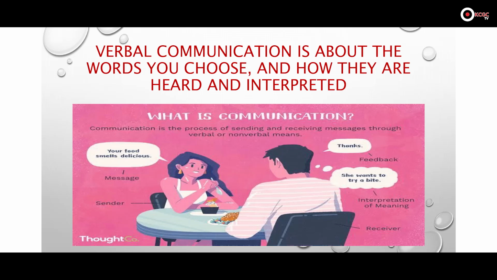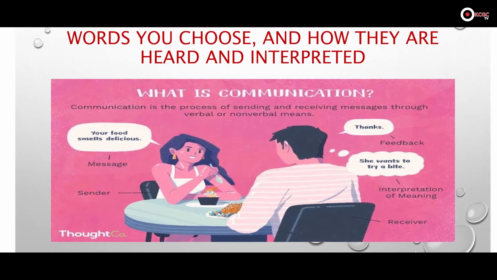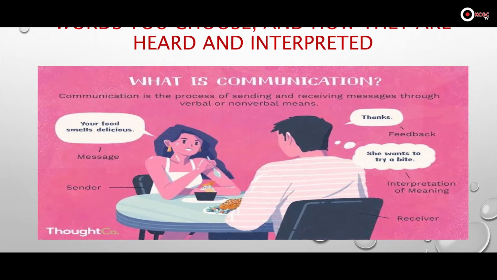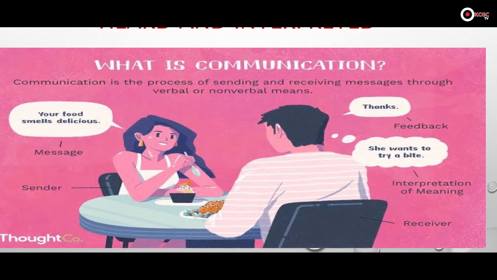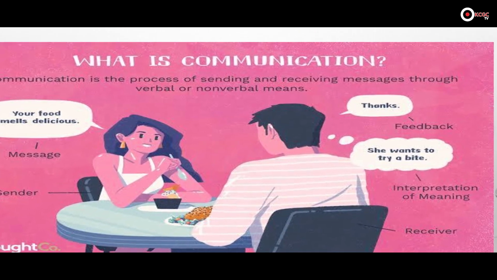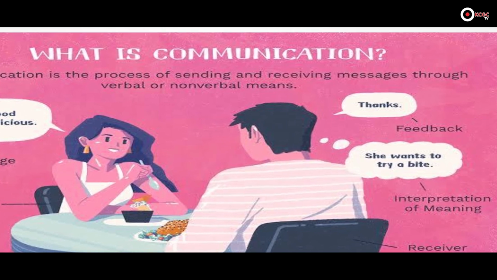Now, there's something very, very beautiful to be discussed over here. See, if you see this picture on your screen, it talks about verbal communication. Let's have a look. Verbal communication. The girl says, "Your food smells delicious." And the answer is, "Thanks." That means the girl over here is the sender and the boy is the receiver, right? But if you see, there's a bubble on your screen which says, "She wants a bite too."